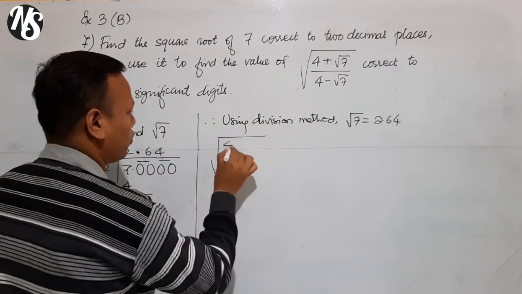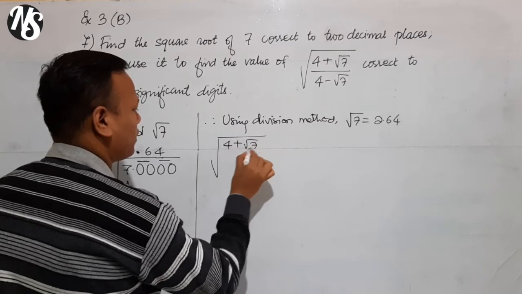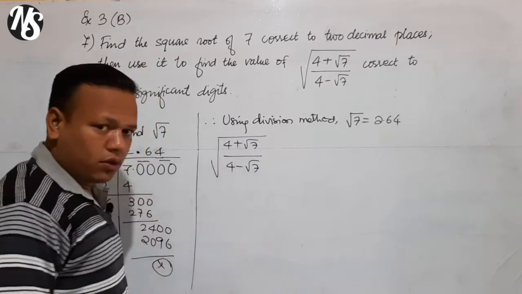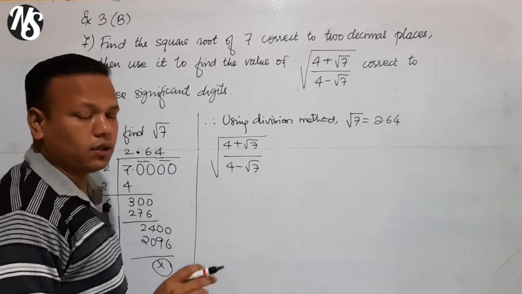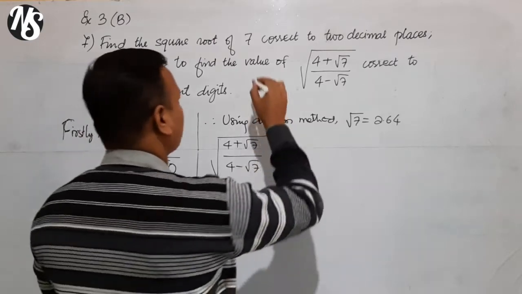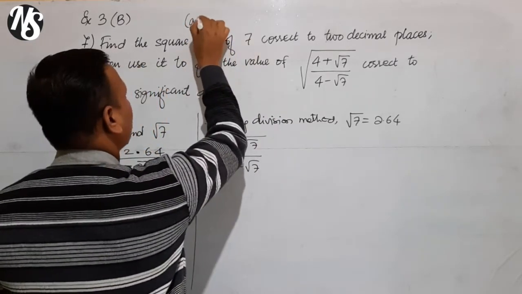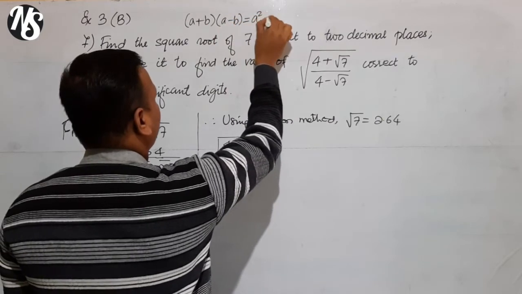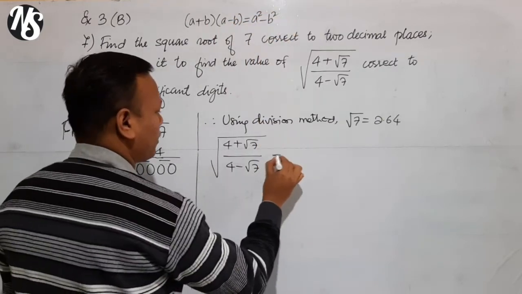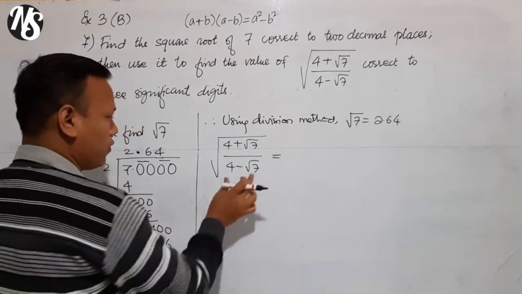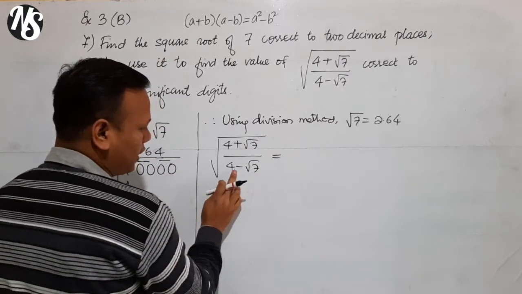Okay, so (4 + √7) divided by (4 − √7). Now in such a case we do something called rationalization. In rationalization we make use of the formula (a + b)(a − b), which is a² − b². Okay, now we always rationalize the denominator.